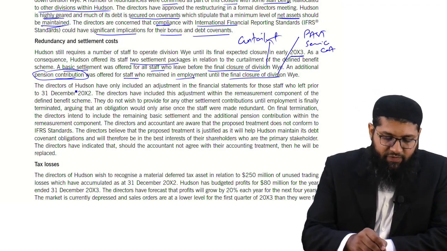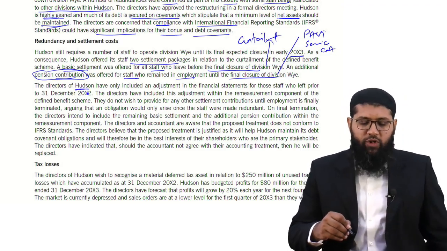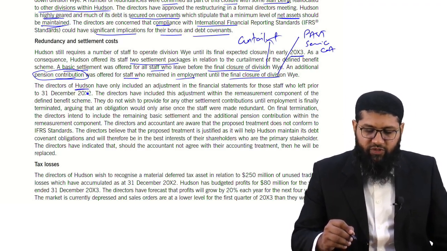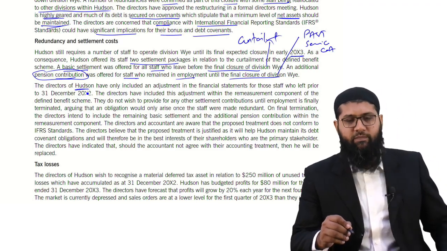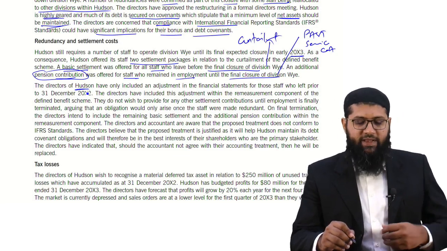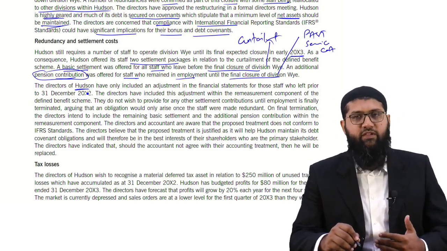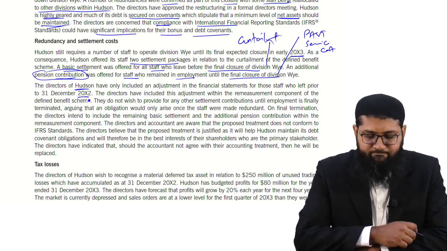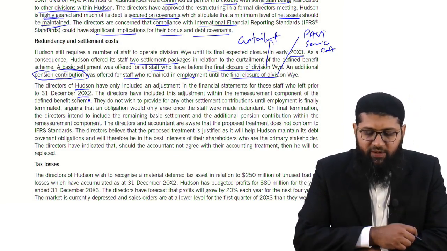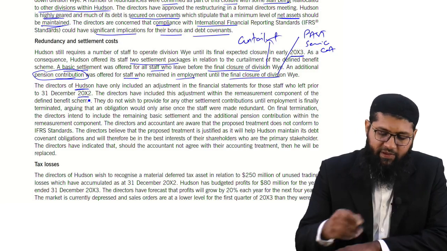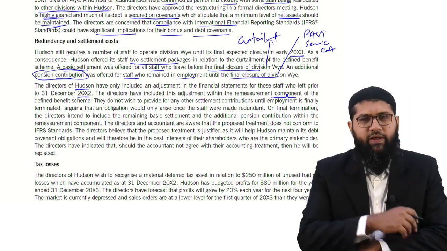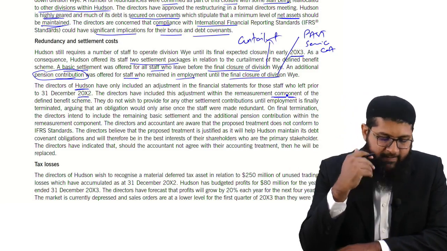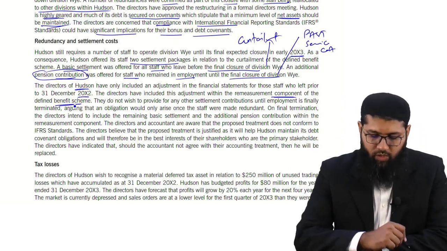It says directors of Hudson have only included an adjustment in the financial statements for those staff who left prior to 31st December 2002. Directors have included this adjustment within the remeasurement component. Okay, so what have they done? They have included this within the remeasurement component of the defined benefit scheme.